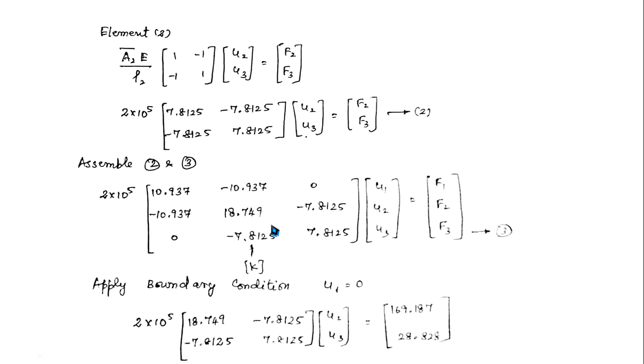In this problem they have specifically asked for the global stiffness matrix. So after this step you have to write, it's not included here, you just write global stiffness matrix K equal to, take this matrix and write.